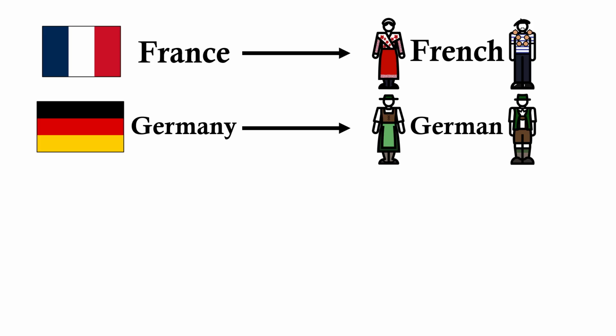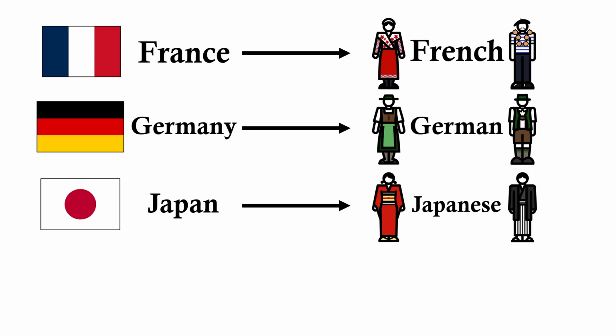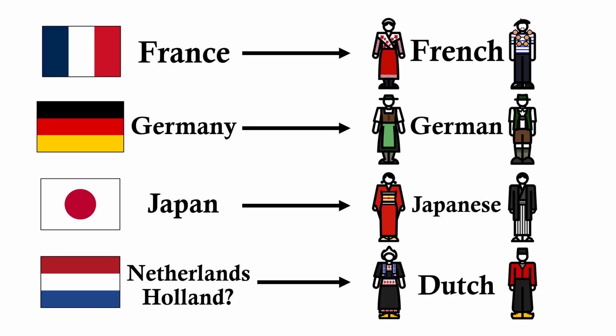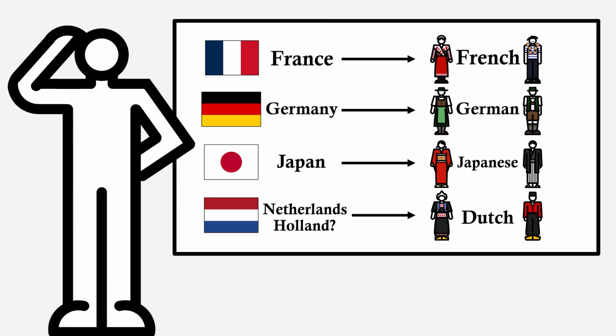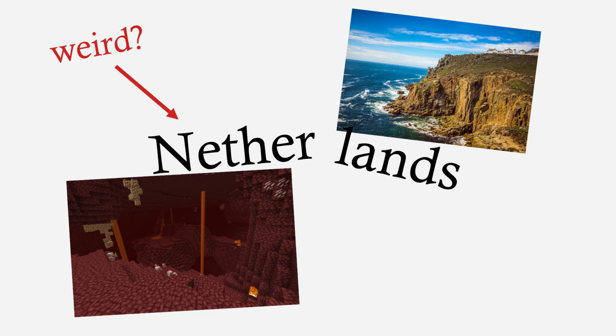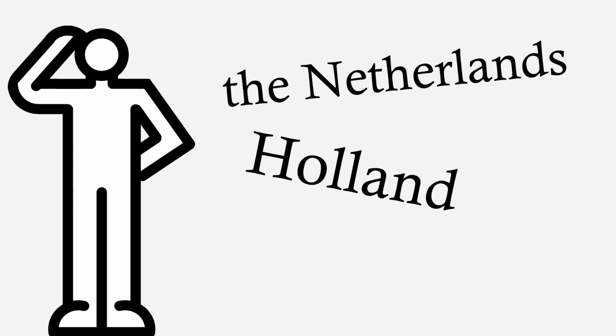The language of France, French, Germany, German, Japan, Japanese. The Netherlands, which is also sometimes known as Holland, Dutch? Actually, come to think of it, why is it called the Netherlands? That's a weird name, and why are there two names for this place in popular usage?